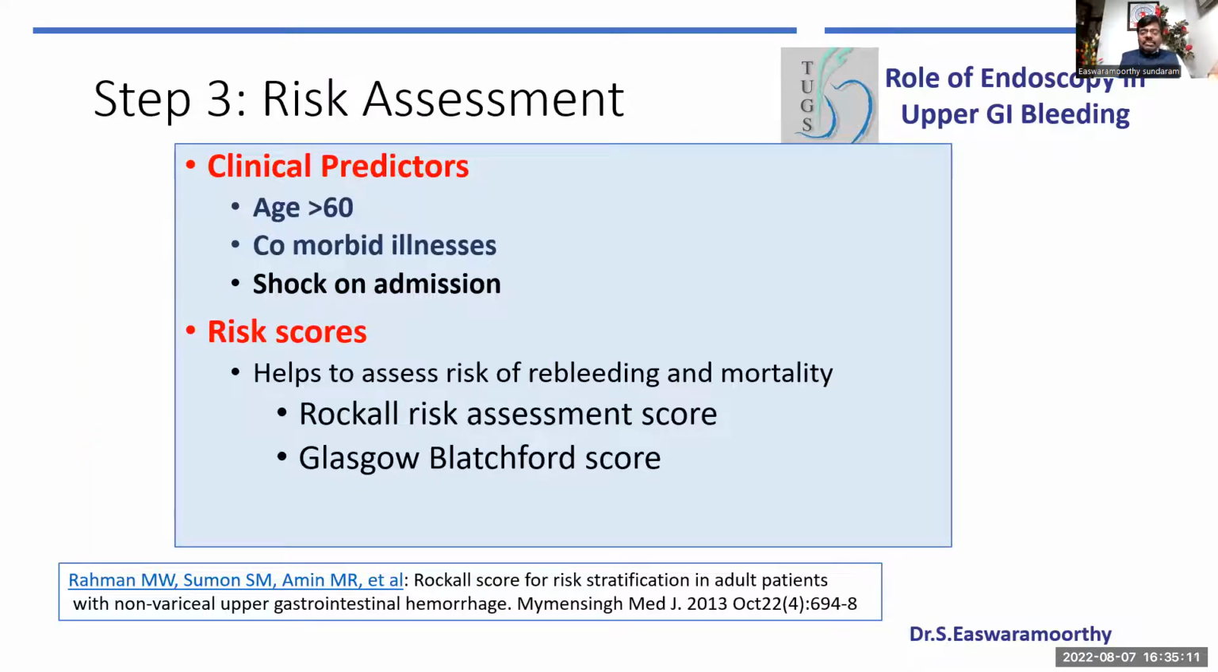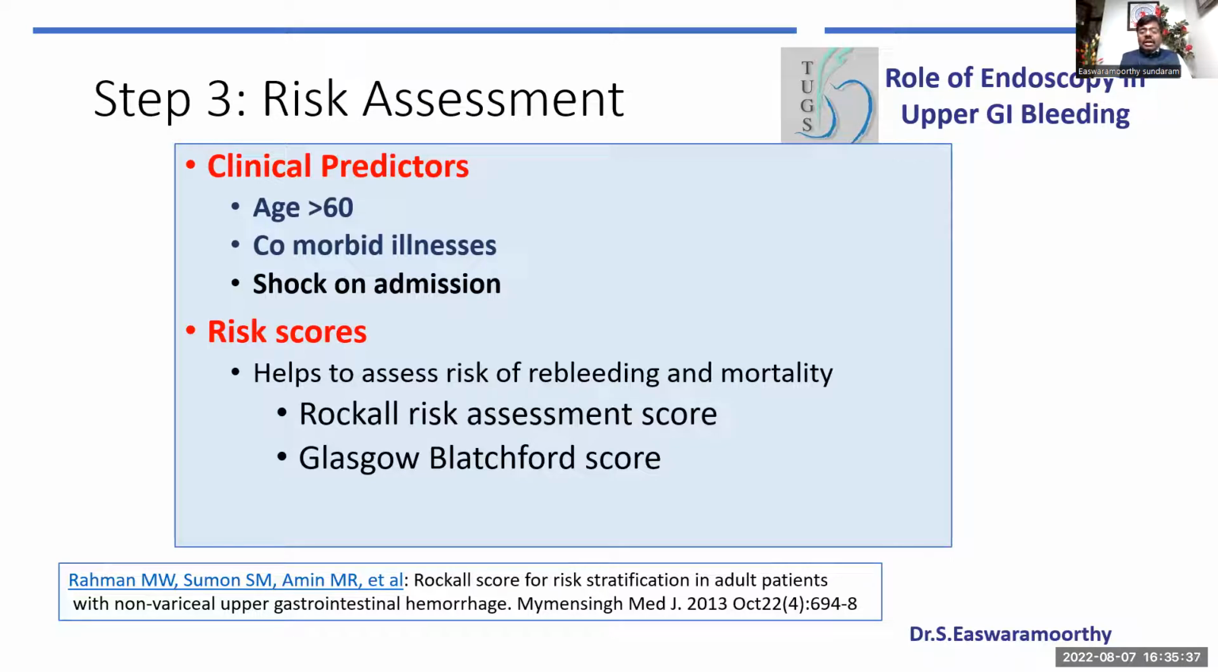Coming to risk assessment, our step 3 before our endoscopy venture is to see which patient is going to do poorly. An elderly person, a patient with comorbidity, or a patient with shock on admission. These are the 3 things. Of course, a patient requiring a large volume of blood transfusion, more than 4 units in my opinion. There are various risk scores available.